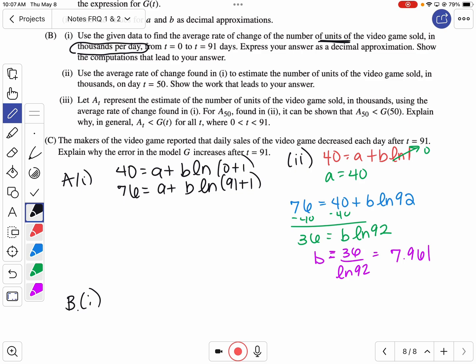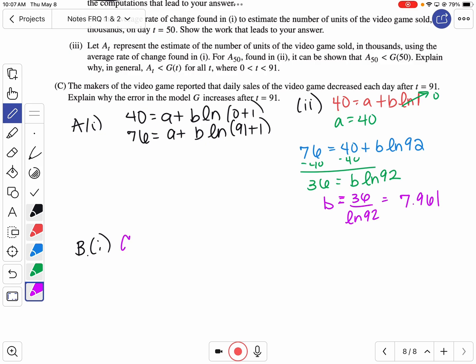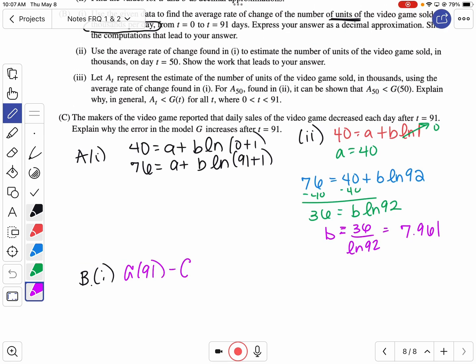So if we're going to do average rate of change, remember average rate of change is just what? Slope. So we're going to do g at 91 minus g at 0 over 91 minus 0. And they gave me those values when we started. g at 91 was 76 minus 40 over 91. It's just slope. And again, we're going to use our calculator to do that.